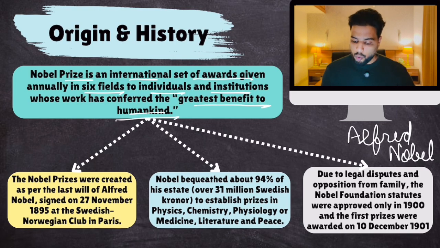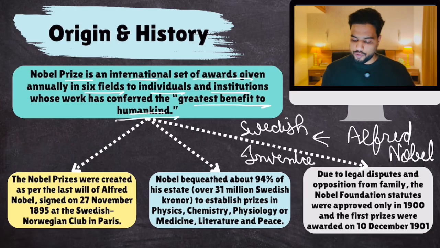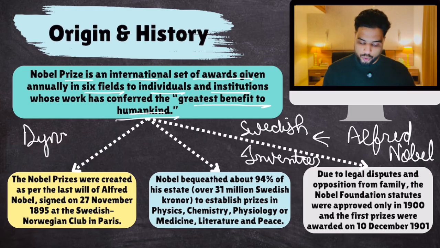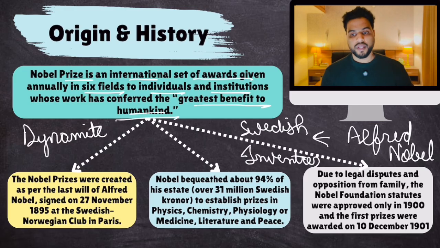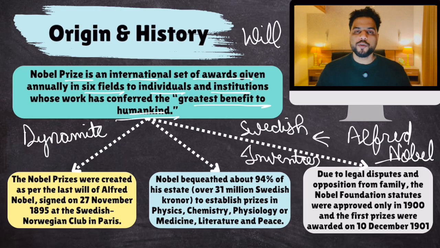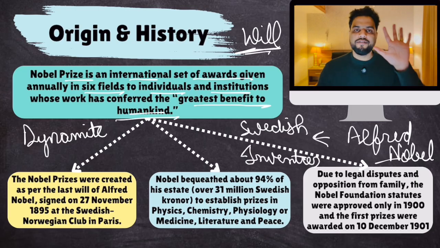Now, Alfred Nobel was a Swedish inventor. He was an inventor and he earned a lot of money also because of his inventions. In fact, he is credited with inventing dynamite, the explosive used in mining and all. Now, this Swedish inventor, Alfred Nobel, when he wrote a will as to how his property will be distributed when he dies, he said that the money from his property will be used to give prizes to people in 5 categories.